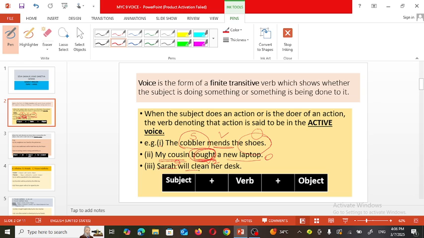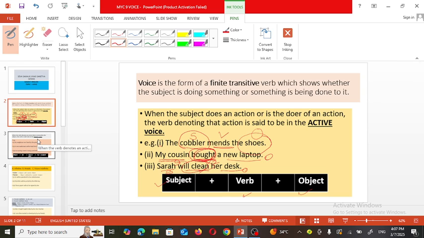Now see the third one. Sarah will clean her desk. So the action is what? Cleaning. So will clean, simple future tense. This is the verb. Who will do that action? Sarah. So this is the subject. And this cleaning action will take place on what? Her desk. So that is the object. Subject, verb, object. This is the format of the sentence when it is in the active voice.